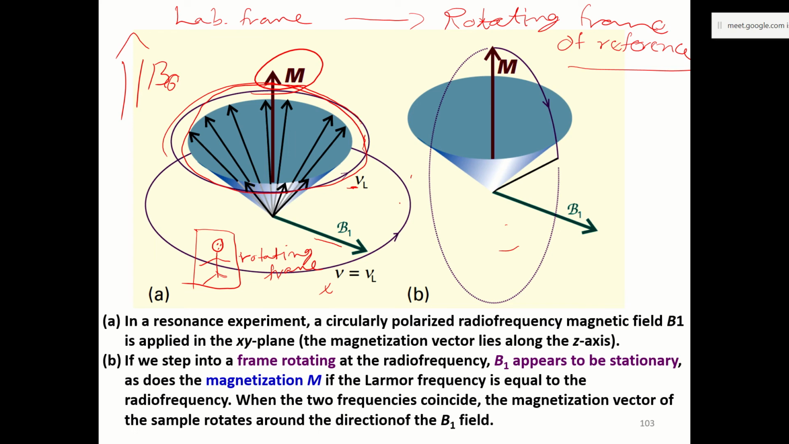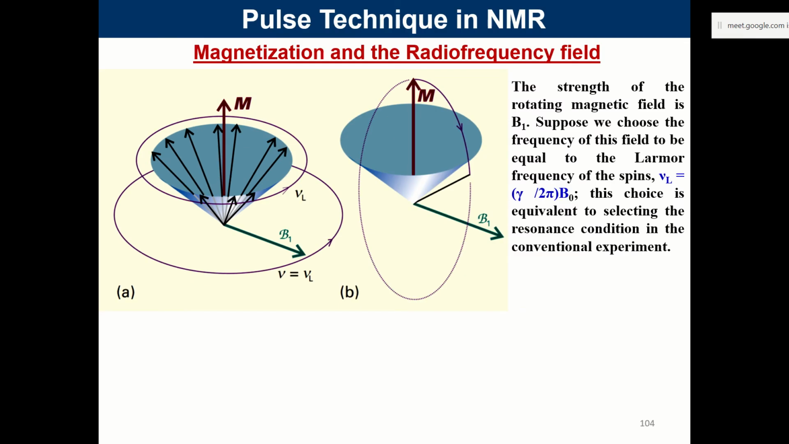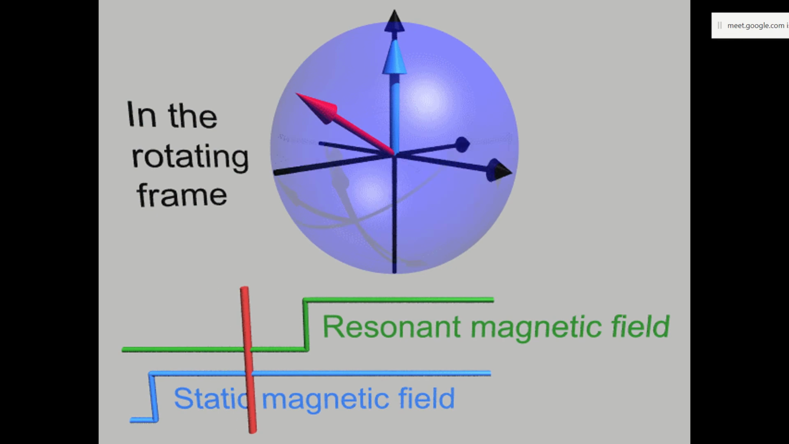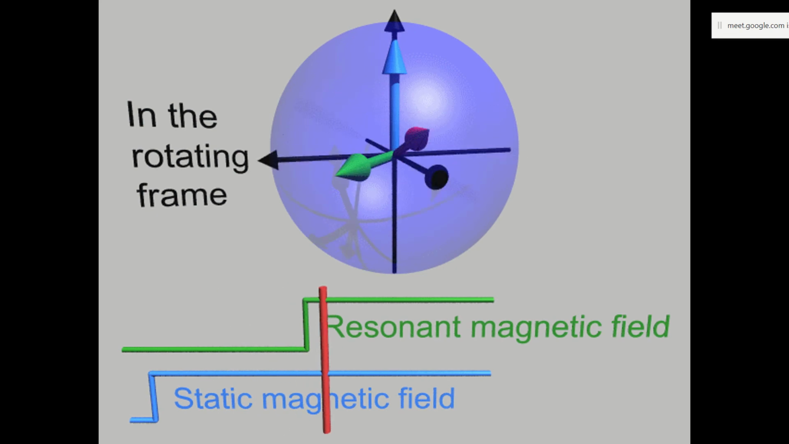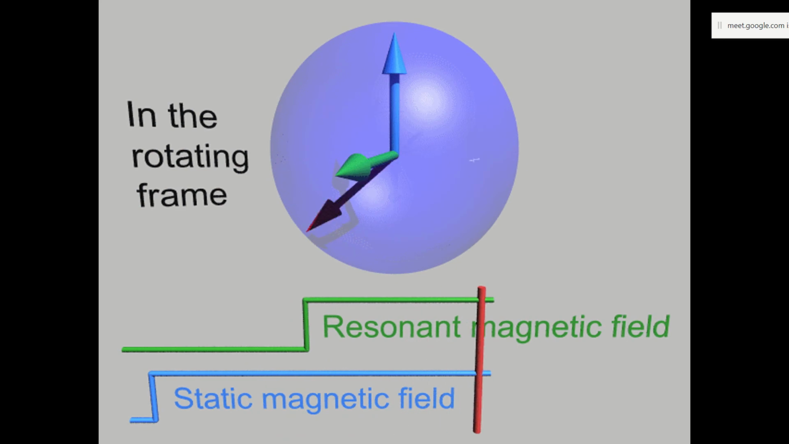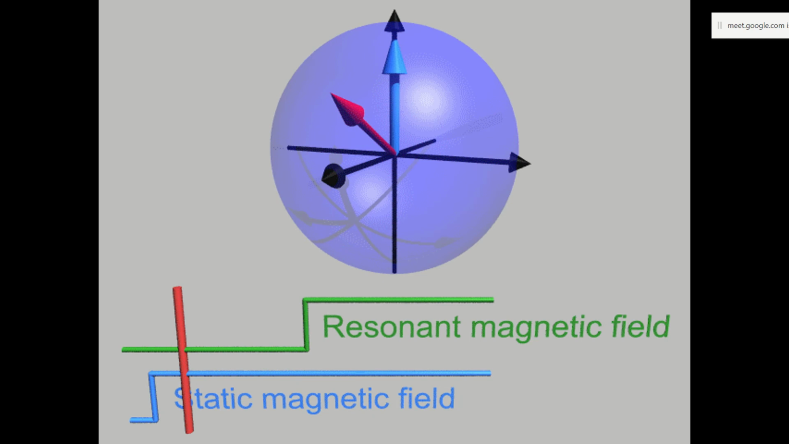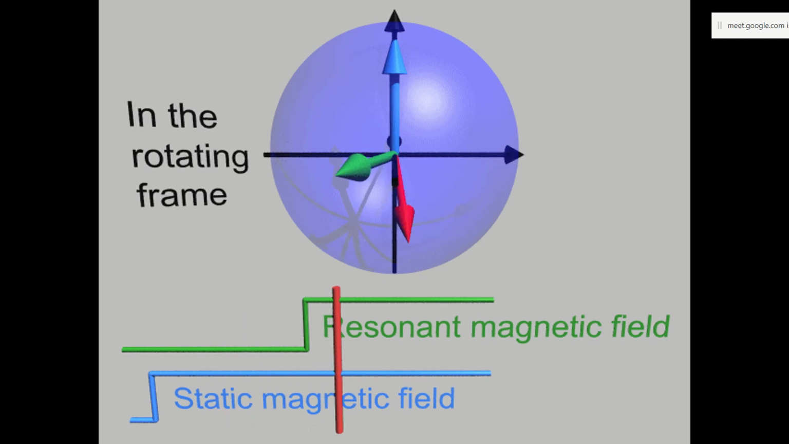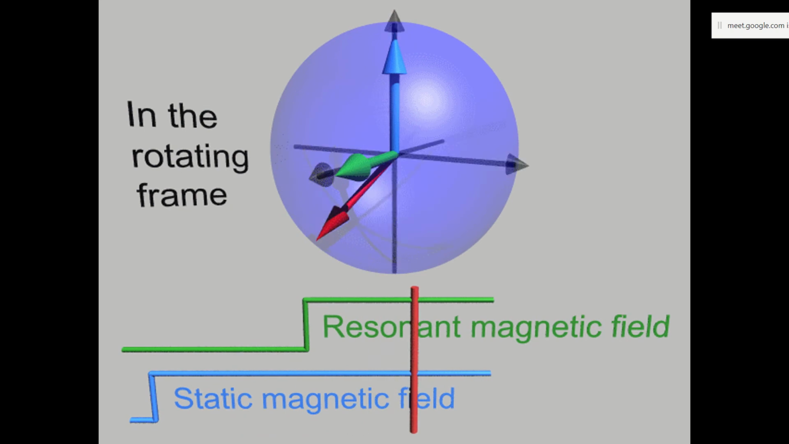Then the B1 appears static, and the M, the magnetization vector, also appears static. Then we visualize it as what happens like this. So this is the picture. The red one was the magnetization vector. The green one is the B1, the radio frequency when it is applied. Only B0 is applied at first, and as the green one comes, you see the radio frequency is applied, circularly polarized.